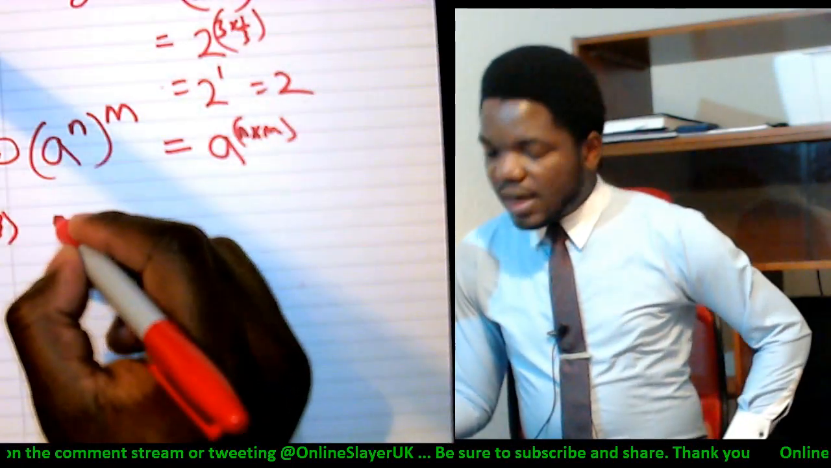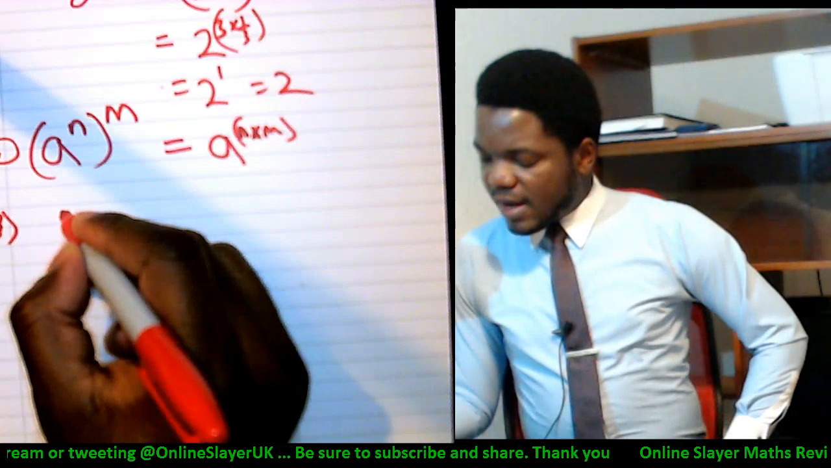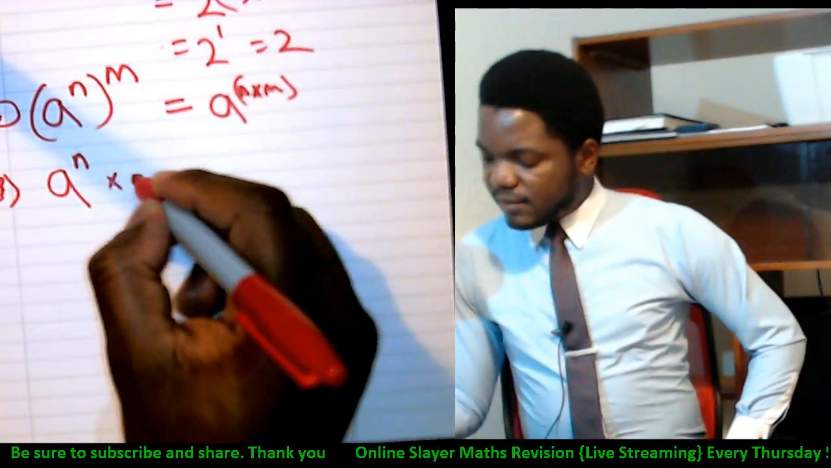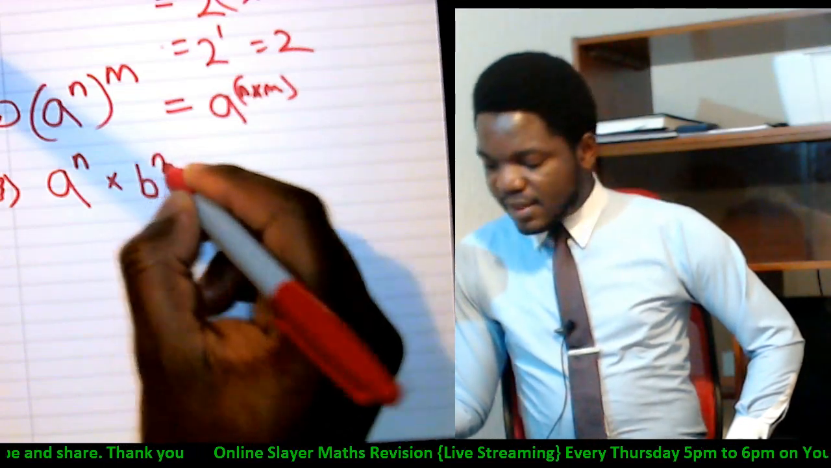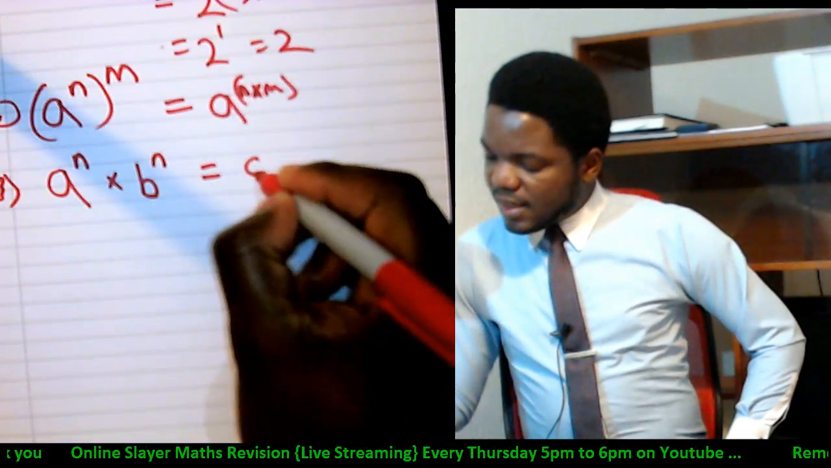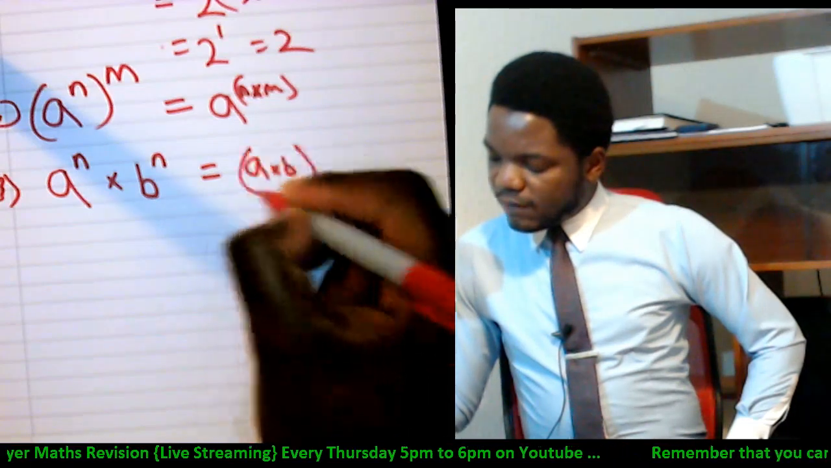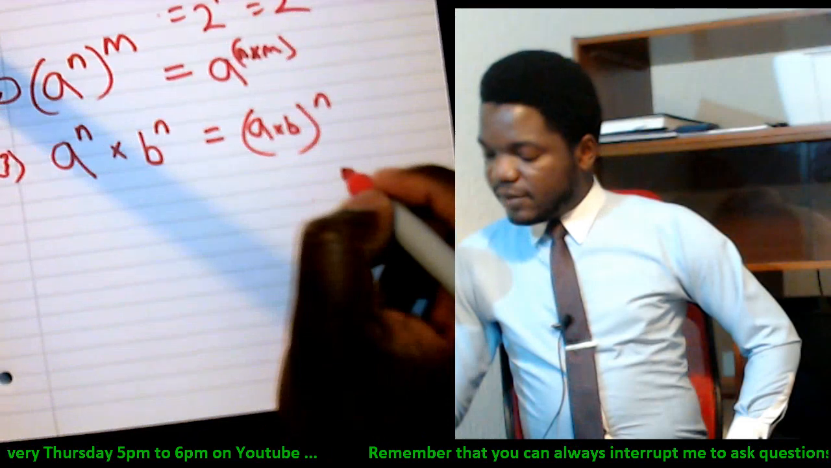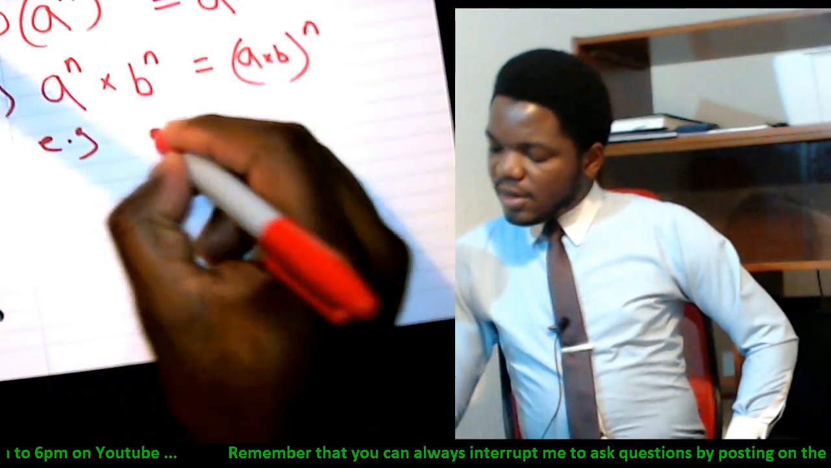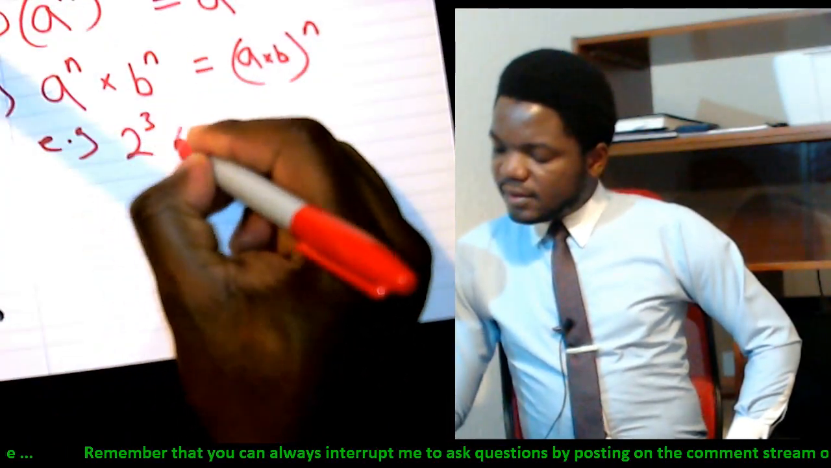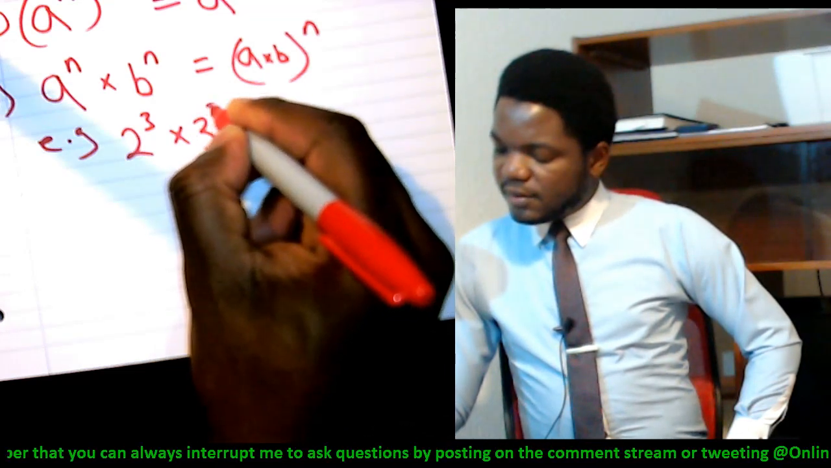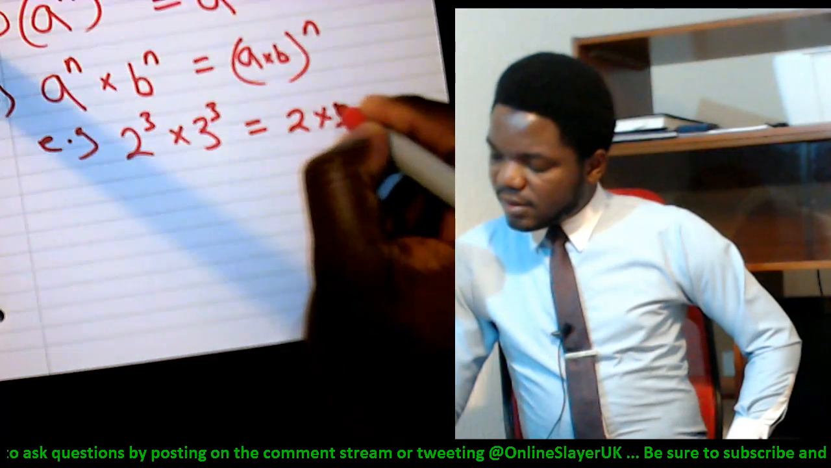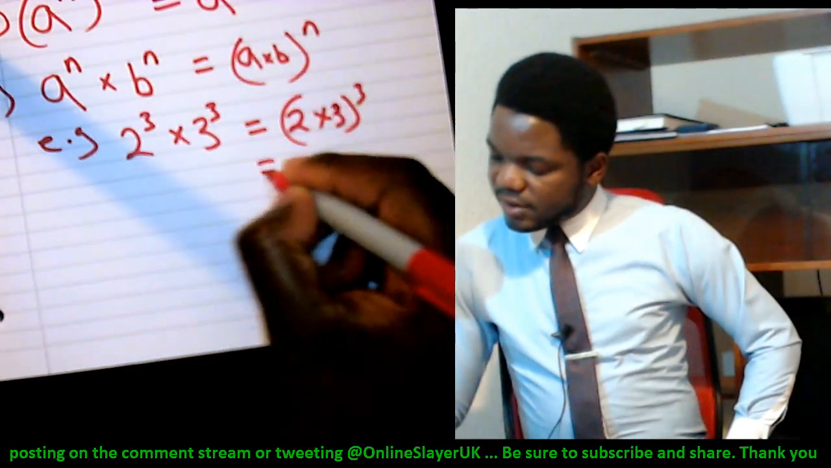So, another one is that when you have a to the power n, and you need to multiply that by b to the power same n, you're going to get a multiplied by b, all of them to the power n. So that solves the problem. For instance, you have 2 to the power 3 times 3 to the power 3. That's the same thing as 2 times 3 all to the power 3, which is 6 to the power 3.